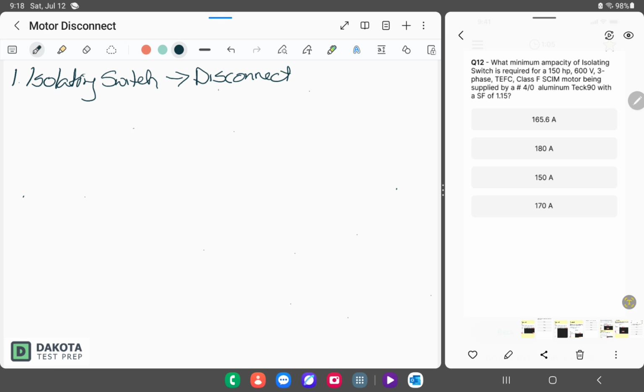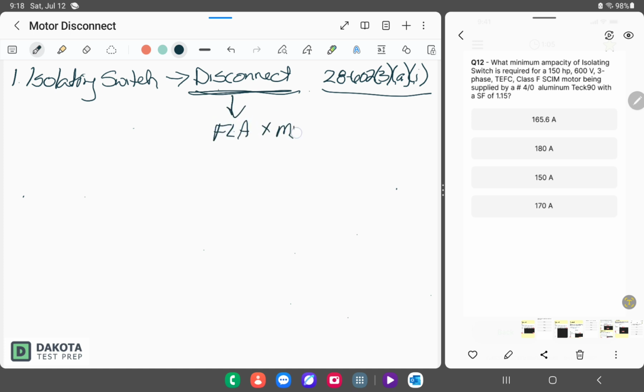I'm going to throw the code rule in here, and it is 28-602, subrule 3, subrule A, subrule I. There's the rule. So all this is a disconnect. Guess what you need to calculate a disconnect? You just need an FLA and the multiplier. That's all you need.